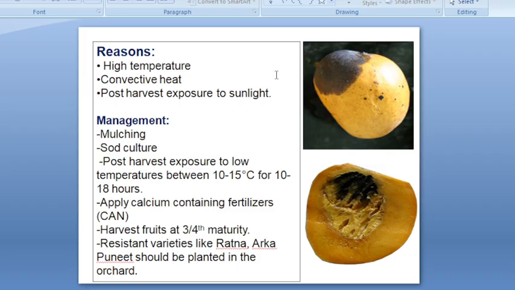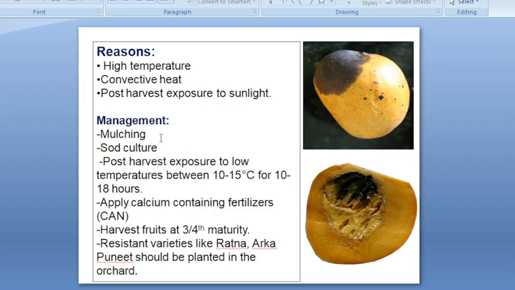Mainly because of high temperature, and also more heat or exposure of fruits to sunlight, convective heat. That means the heat during the ripening of mangoes, whatever the temperature present in the soil, will get absorbed by the plant. It will also be distributed to the fruits. In that way, the fruits also receive excess temperature that leads to the occurrence of the spongy tissue problem.